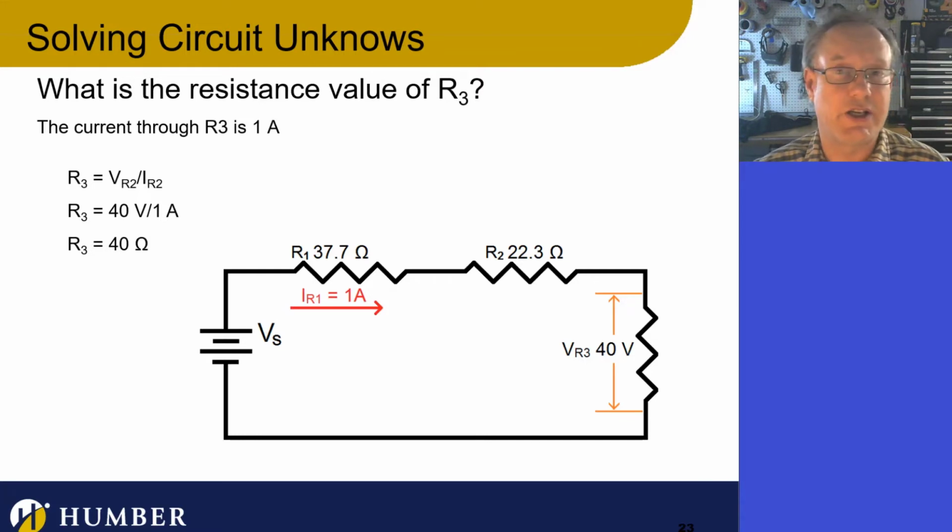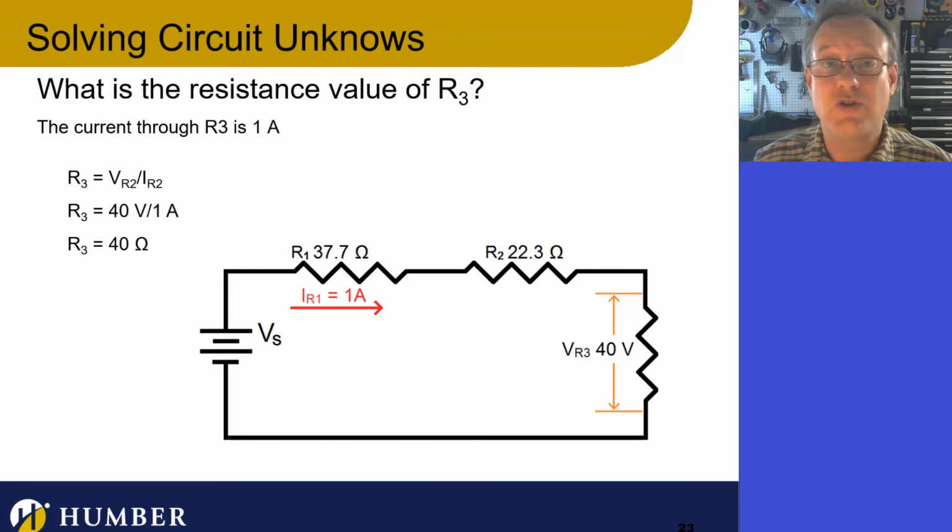Okay, so in this situation, we've got 3 resistors in series. We know the total current is equal to the current through any one of them. Now, it says that I've got 1 amp running through R1. That means 1 amp is running through R2 and 1 amp is running through R3.